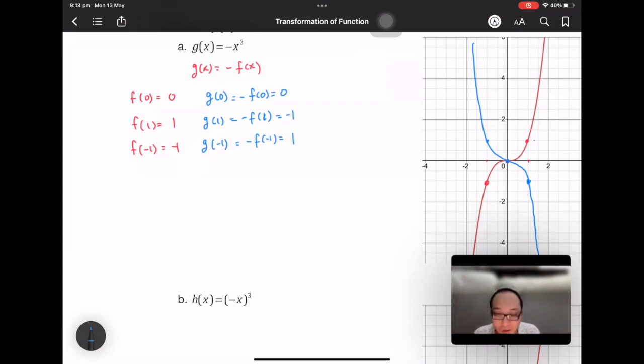So f(1) here will be reflected by the x-axis to become -f(1). And here, f(-1) will be reflected to become f(1). So reflection by the x-axis. So g(x) = -f(x) is a reflection by the x-axis.